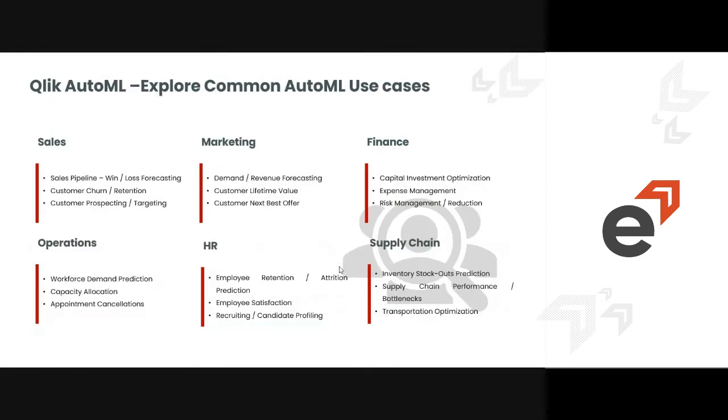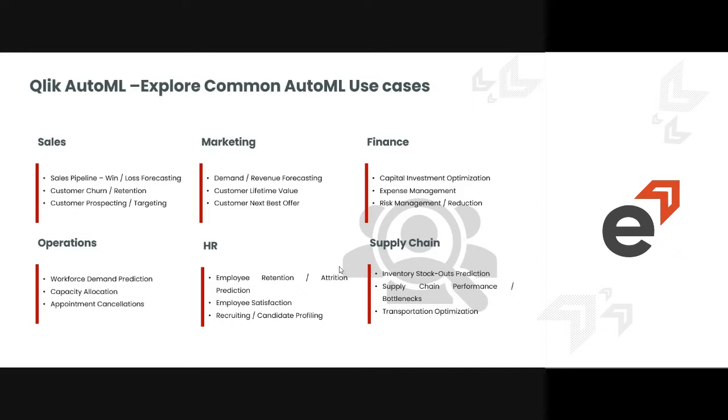Then these are the most common AutoML use cases which will be solved in different domains: sales, marketing, finance, operations, HR, and supply chain. A few use cases listed here, for example, in the sales pipeline, we can forecast whether it will be a win or a loss, whether the customer will churn or retain, or do prospecting or targeting.